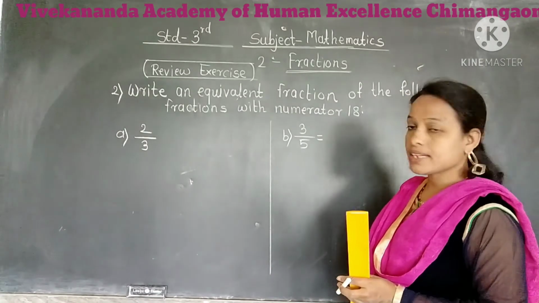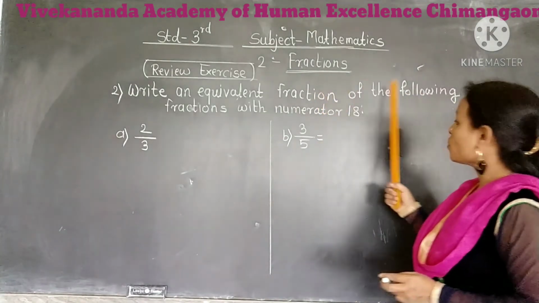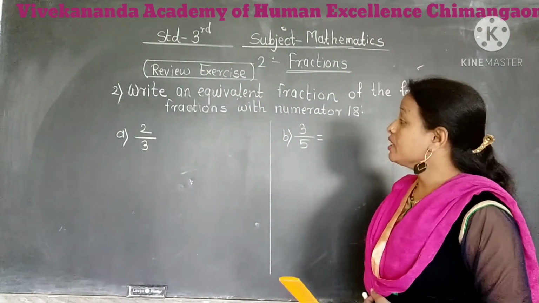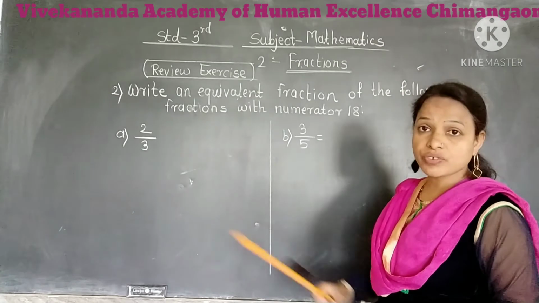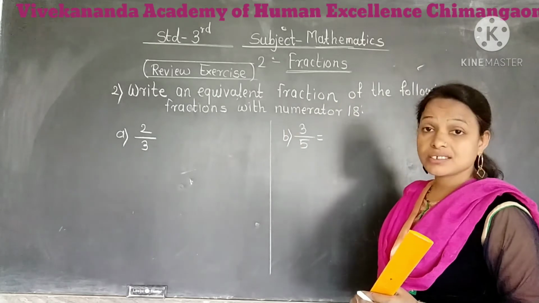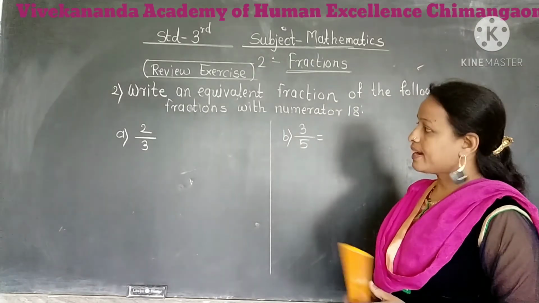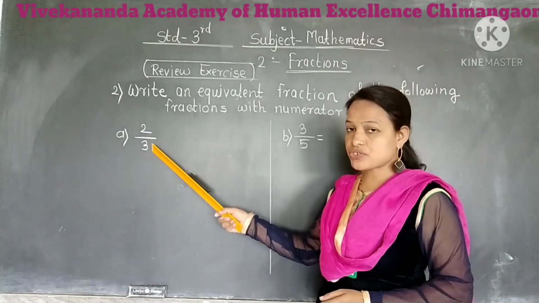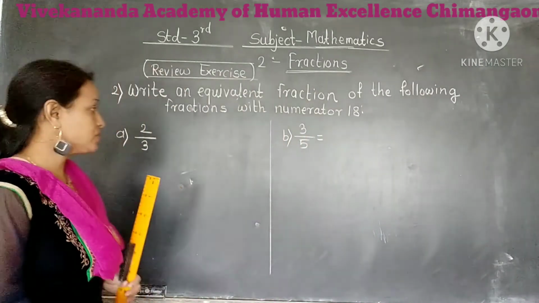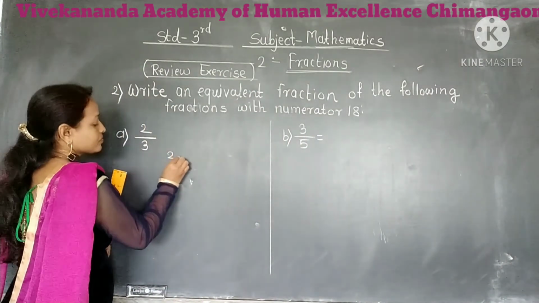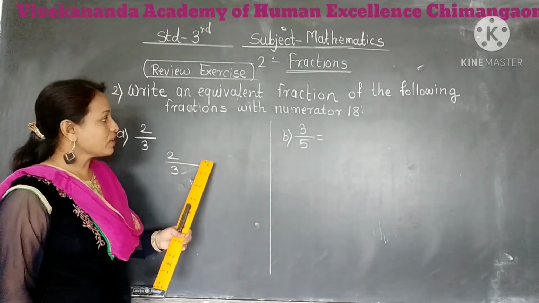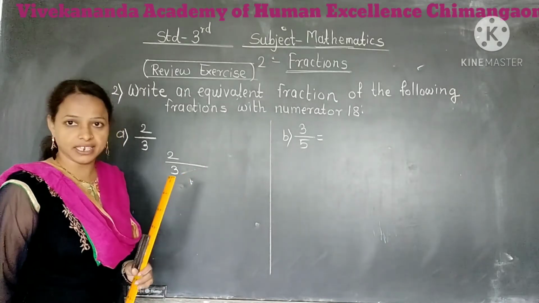Next, question number 2. Write an equivalent fraction of the following fractions with numerator 18. So, students, here we have to write an equivalent fraction of the given fraction. We have to write 2 upon 3 as the equivalent fraction with numerator 18. So let's solve it. 2 upon 3, its numerator is 2, but we want the equivalent fraction with numerator 18.